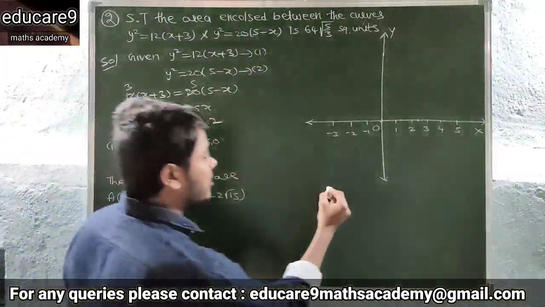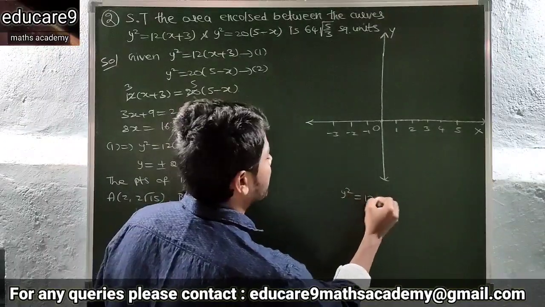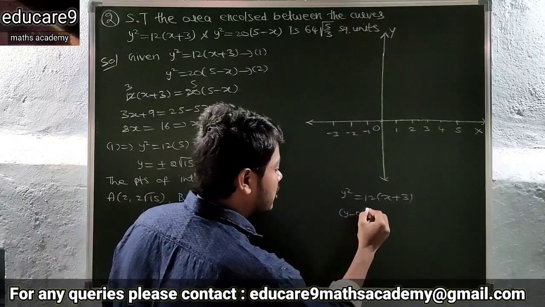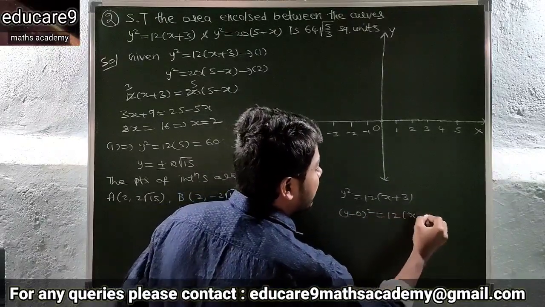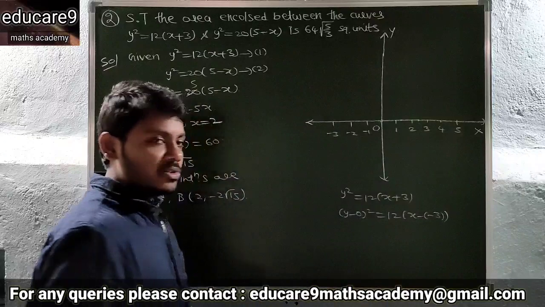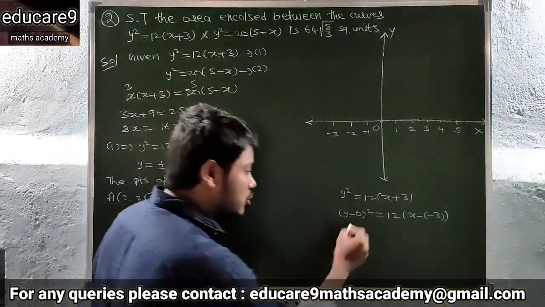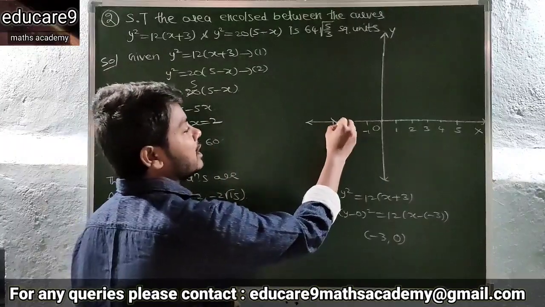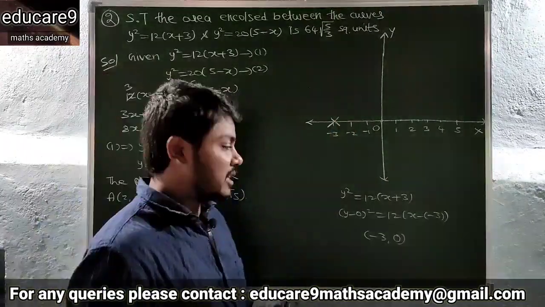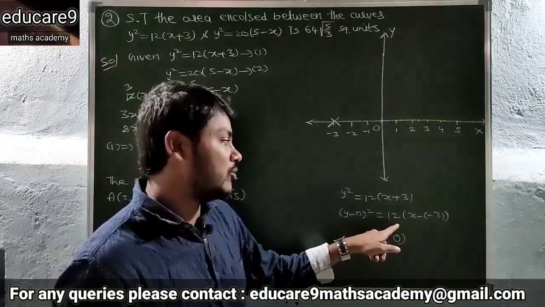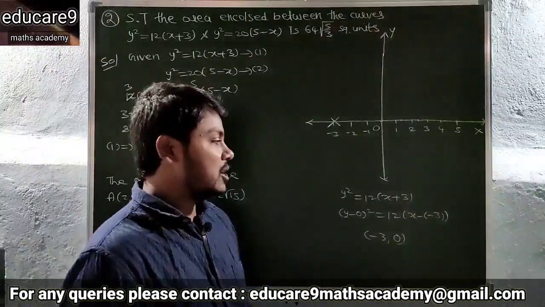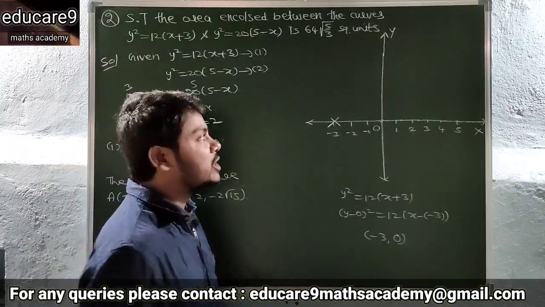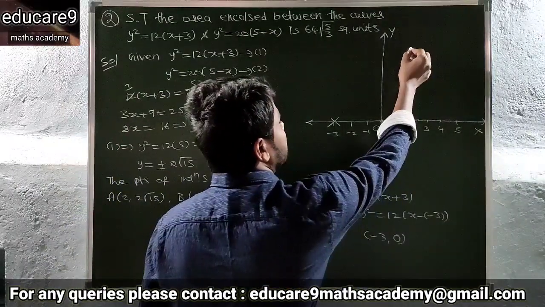See here, the first one, y square is equal to 12 into x plus 3. This can be written as y minus 0 whole square is equal to 12 into x minus of minus 3. So clearly it represents a parabola whose center is minus 3 comma 0. It is in the form y minus k whole square equal to 4a into x minus h. So it represents a parabola and this parabola opens along the positive x-axis side. So this one.